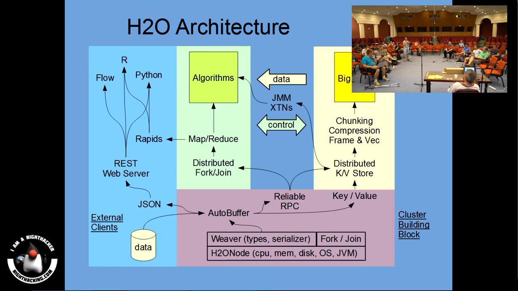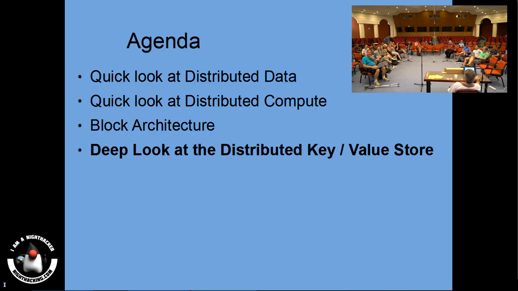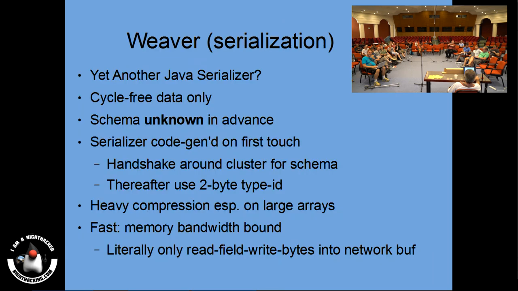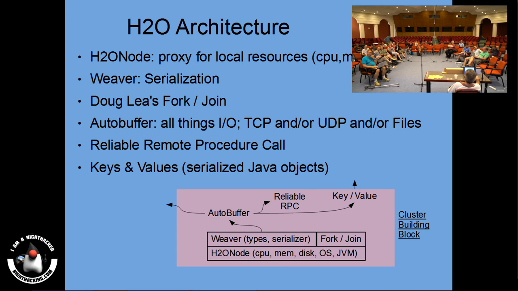How do you communicate between JVMs? Okay, so look at the red stuff at the bottom, which says a weaver. That's my serializer. You might say, wait, another serializer? What are you talking about? Okay, here we go. The red box is the proxy for local resources. It's what fork join needs to know: how many CPUs, how much memory, and how much disk you have. And auto buffer and serialization go hand in hand. Auto buffer is the thing that lets me scribble objects out to disk or to another JVM or read them in or go to JSON, and I don't care and I don't know.